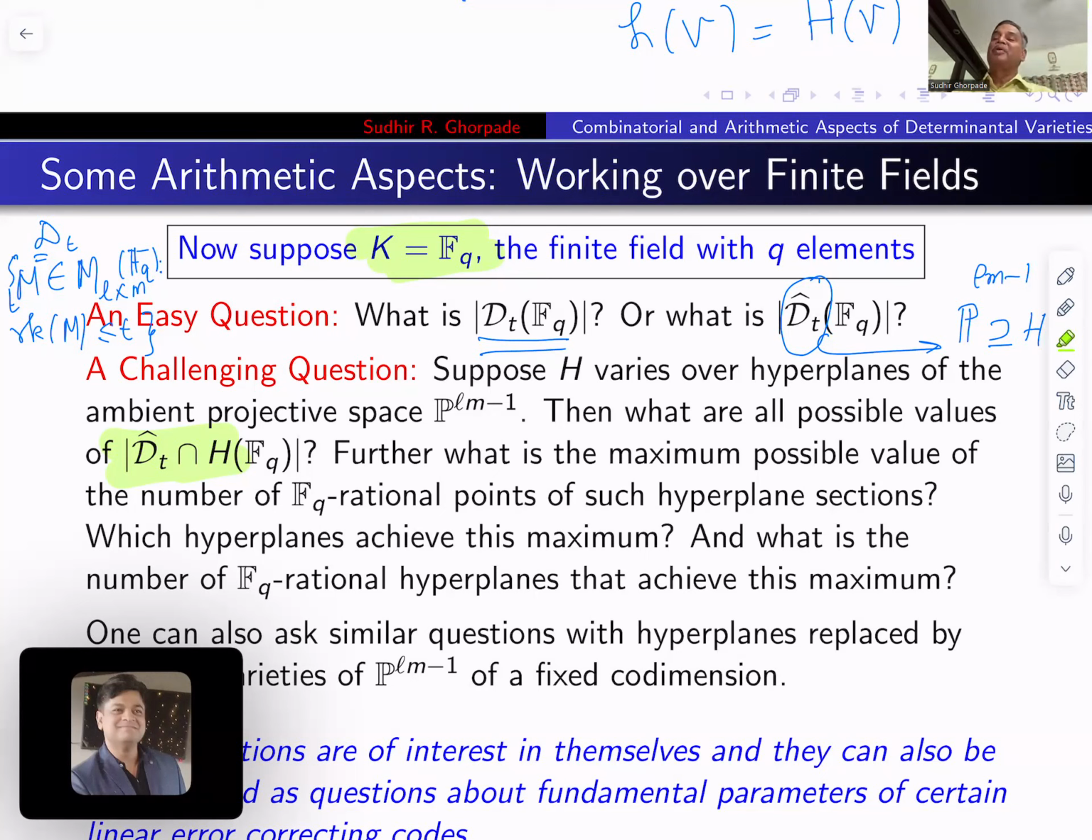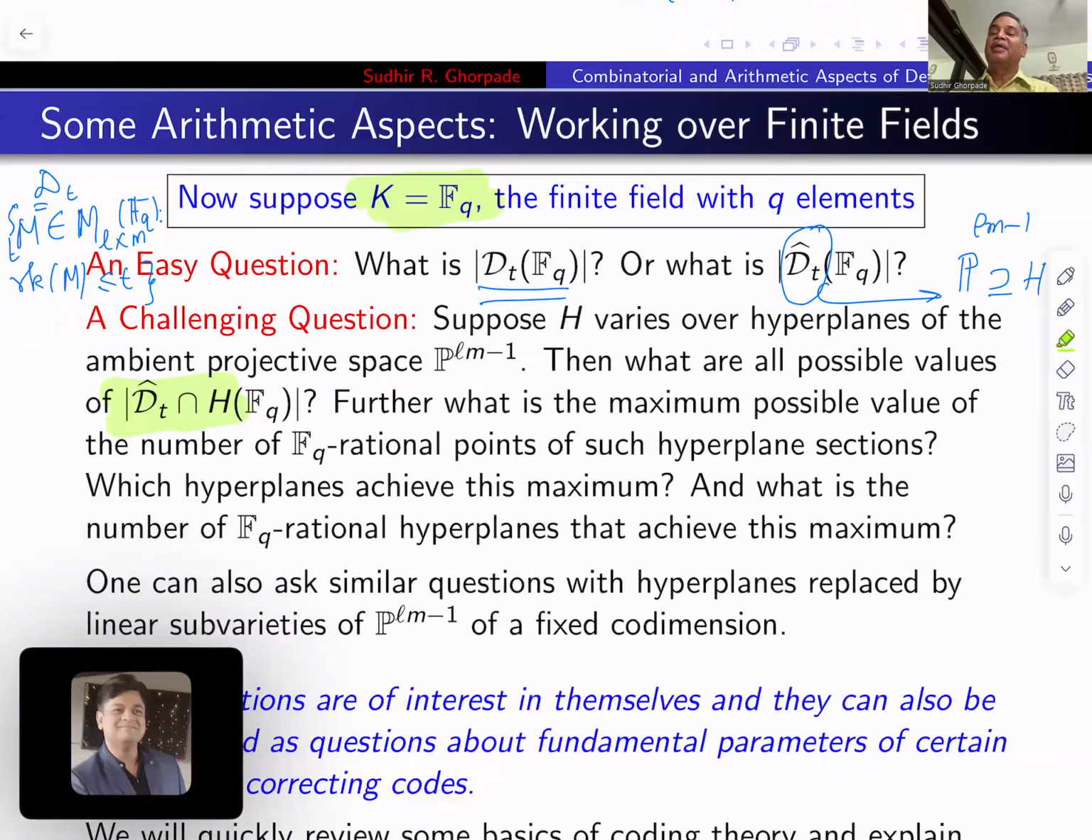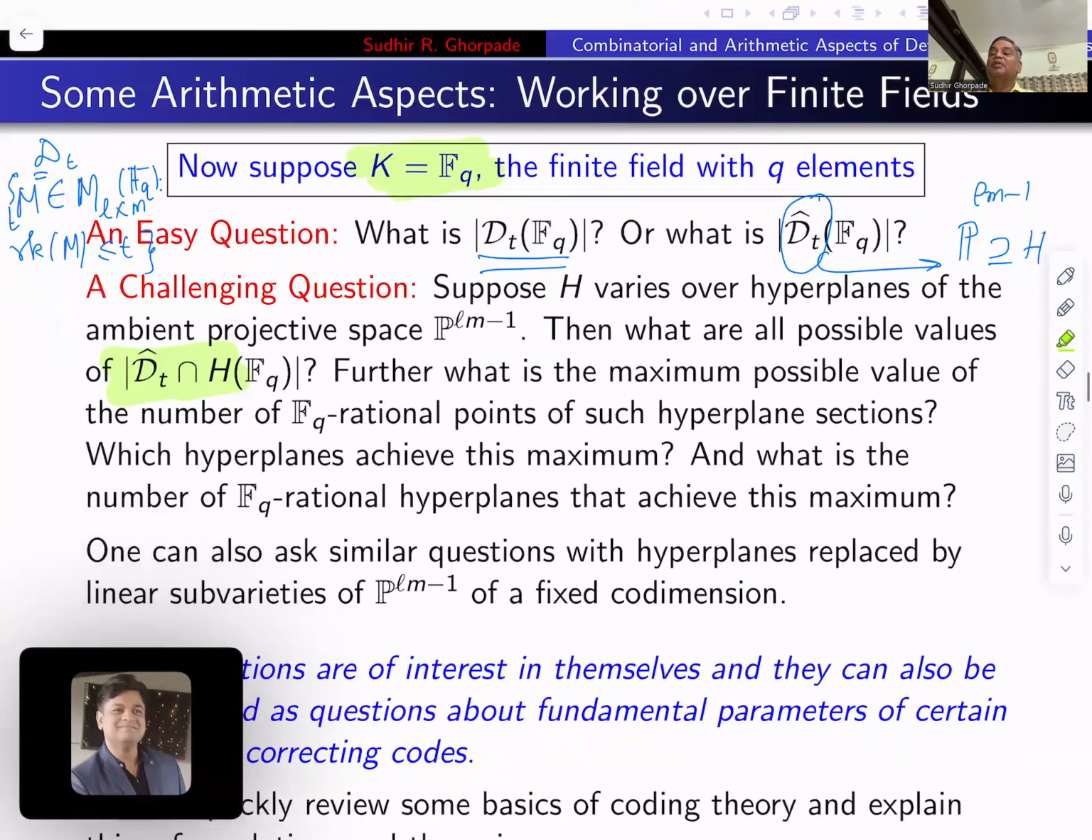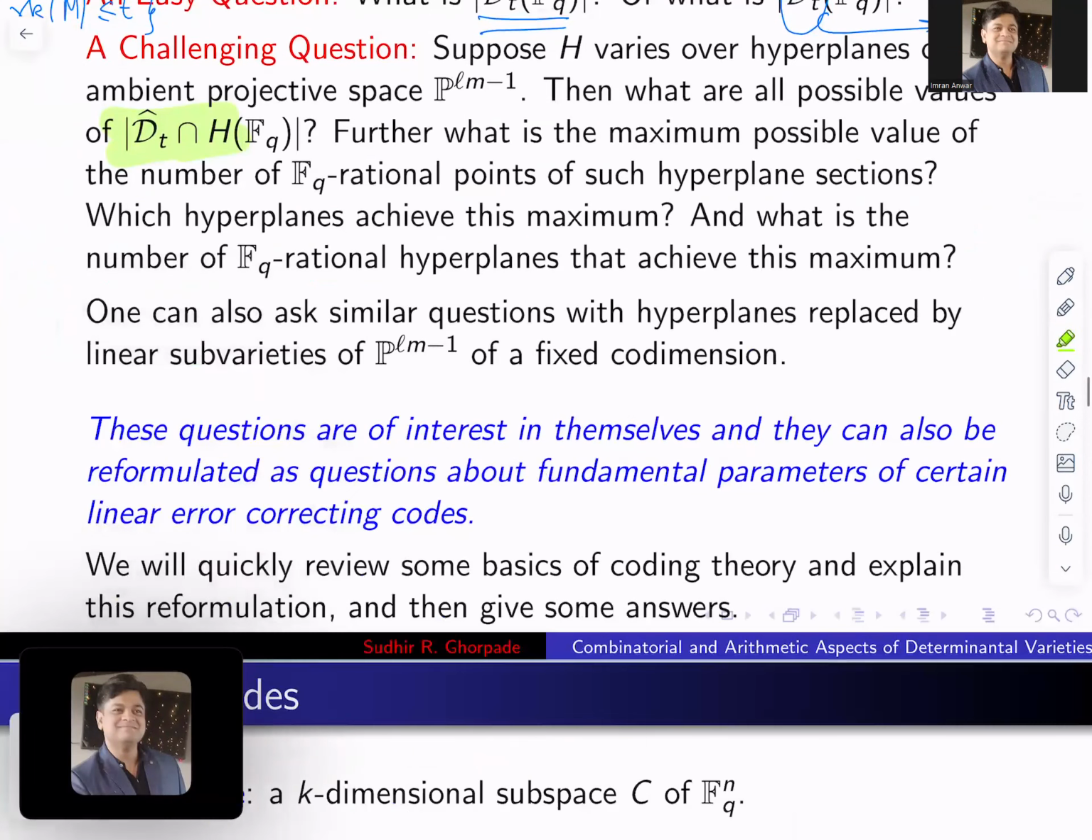So these are some nice combinatorial, number theoretic, arithmetic questions, if you like, that you can ask when you change your perspective and work with the finite field. So these are questions which can be of interest in themselves, but as it turns out, yeah. Excuse me, Professor Sudhir, does Bezout's theorem have a variant in finite fields or not?